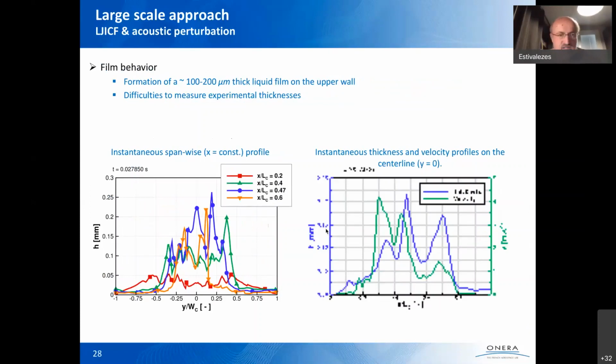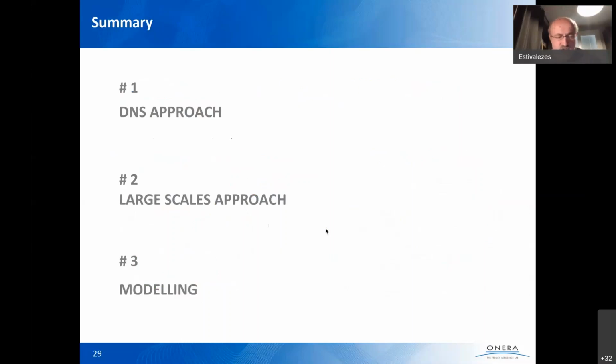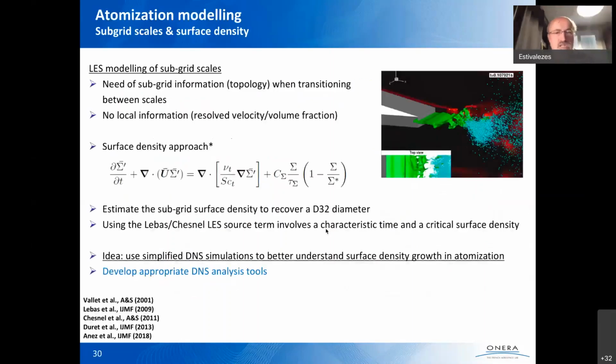Well, these are also some numerical results, and we go now to the modeling part. So this is actually a work which is in progress, really. So we have one thesis which is ending at the end of this year on that. Though, as I already said, we need some subgrid topological information when transitioning between scales. So between this large scale, which is resolved, up to the small scale. Okay.